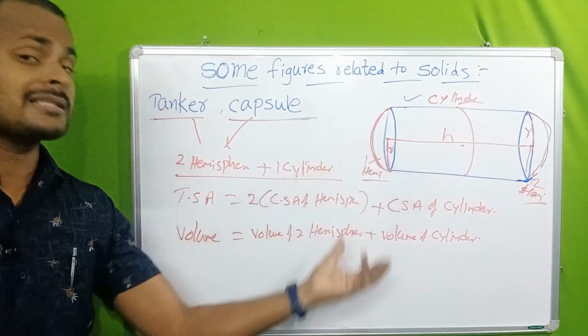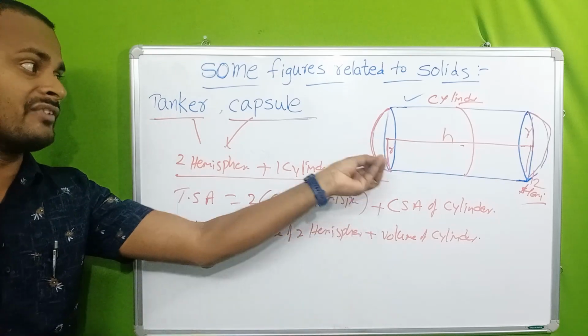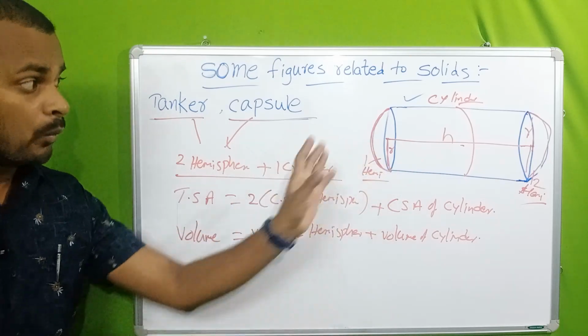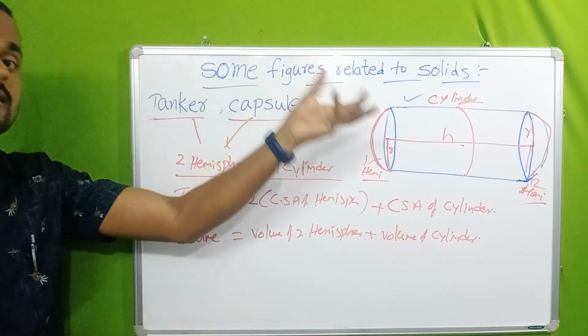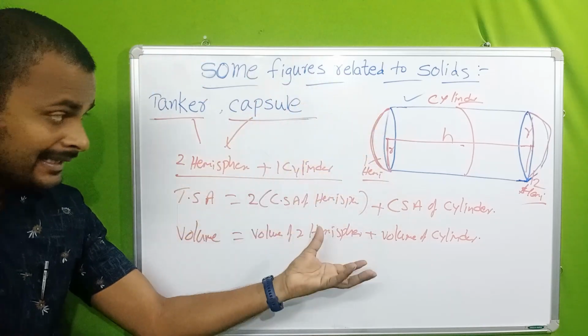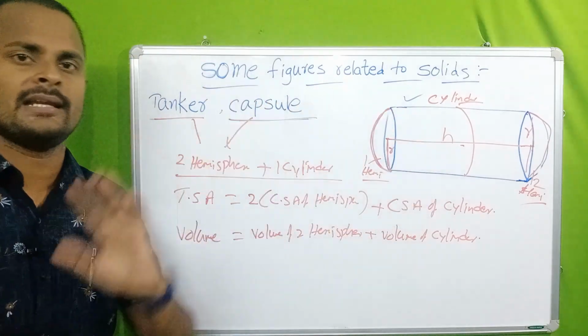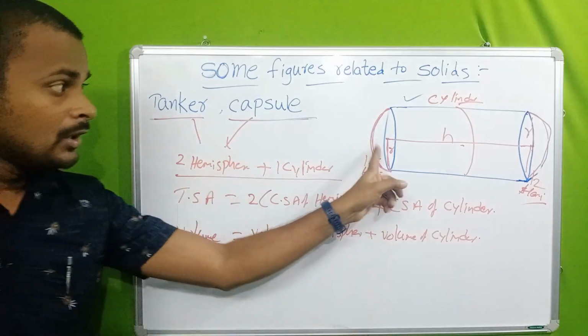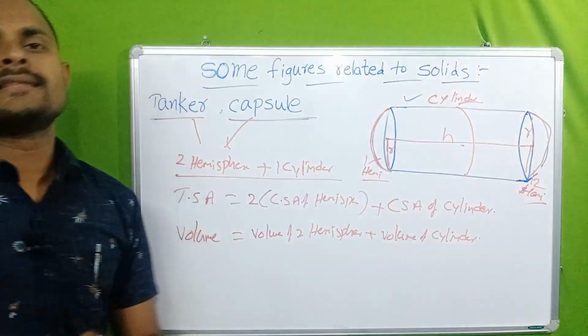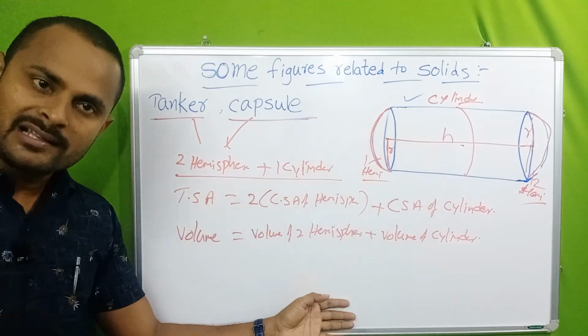So when he asks how many liters of capacity this tanker has, you have to find the volume. What is the volume of the tanker here? Just imagine the tanker shape. A tanker is the combination of two hemispheres and a cylinder. So you have to determine the volumes of the two hemispheres and the cylinder volume. Then only you will get the answer very easily.